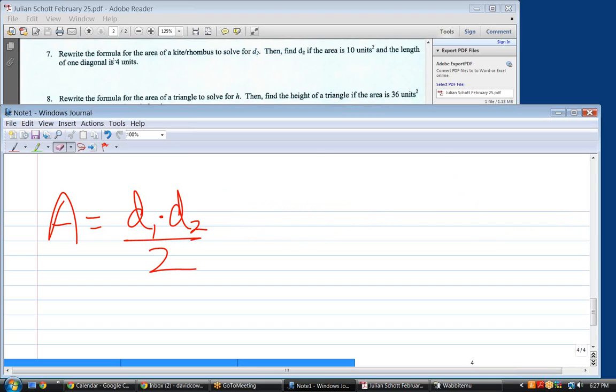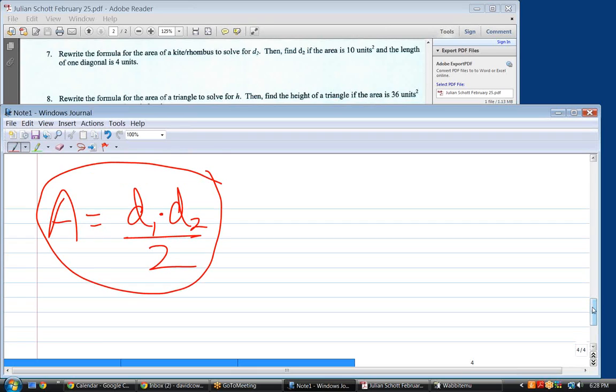Okay, so they said rewrite the formula to solve for D2. So let's apply algebra 1 and solve that equation for D2 before we substitute any numbers at all. So how do you solve that for D2?